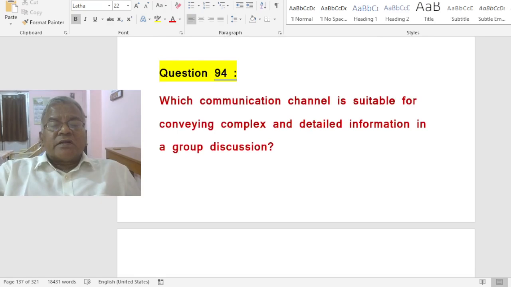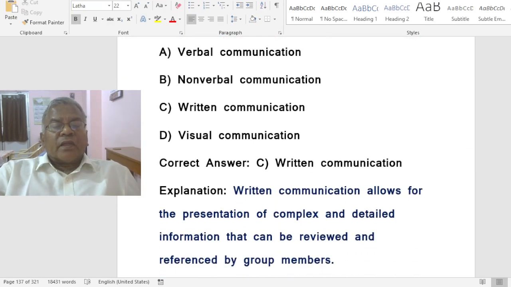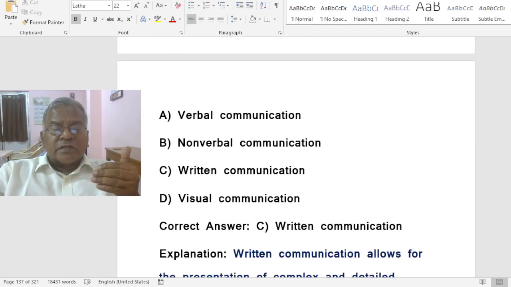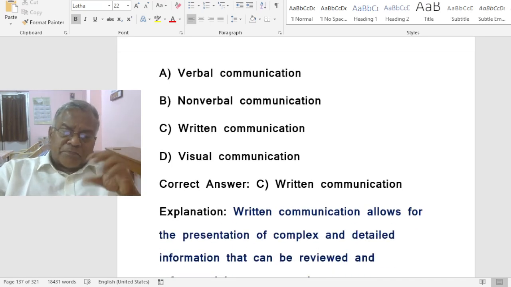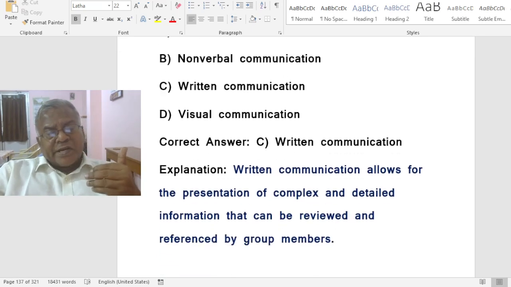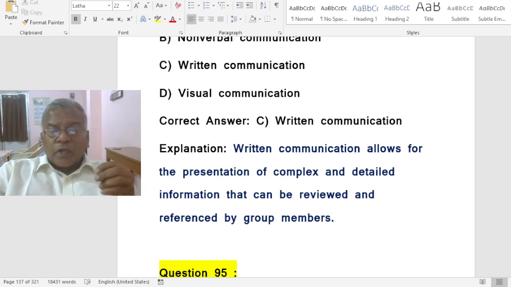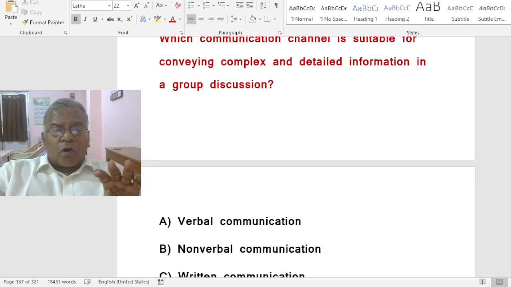Which communication channel is suitable for conveying complex and detailed information in a group discussion? That is written communication. Why? Written communication allows for the presentation of complex and detailed information that can be reviewed and referenced by group members. So that is the correct answer according to these 4 options.